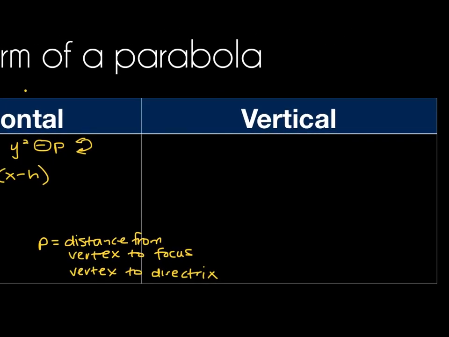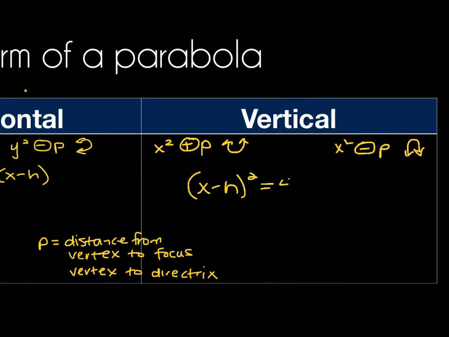For a vertical parabola, if it's an x squared and a positive p, it's going to open upward. If it's an x squared and a negative p, it's going to open downward. And the equation for that is (x minus h) squared equals 4p(y minus k). So the h is always with the x, the k is always with the y.